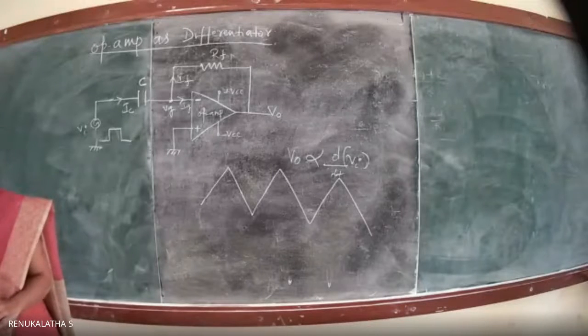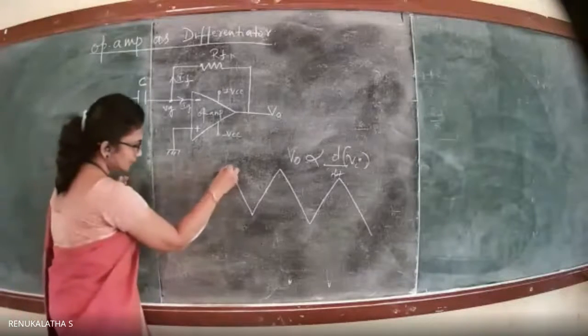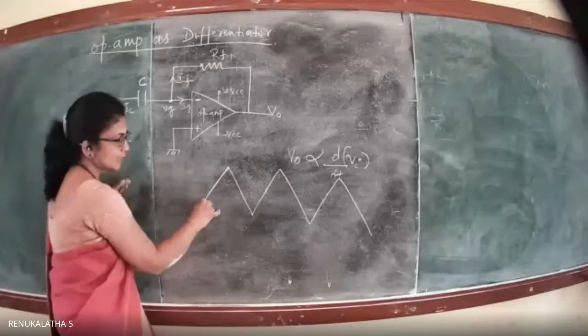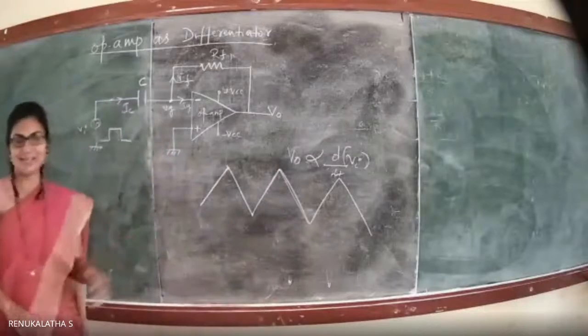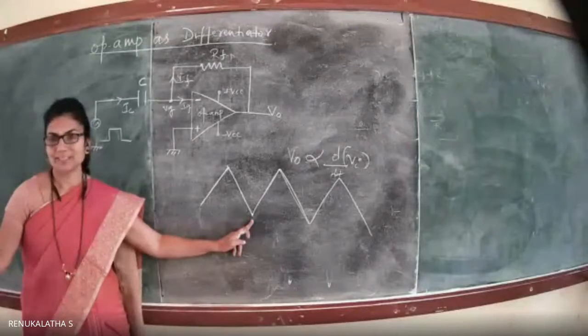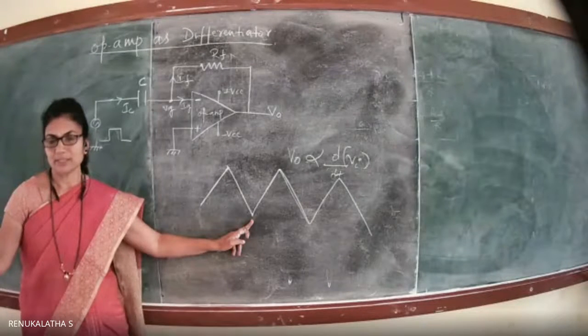If your derivative of a constant is 0. Is it constant here? See here, it is not constant. It is a slope. It is also a slope. You can see in the triangular waveform, positive slope and negative slope. It is a straight line. It's a first degree equation. Y is equal to mx plus c.